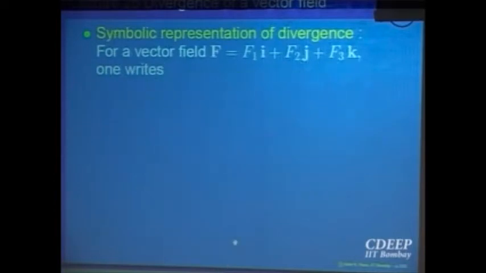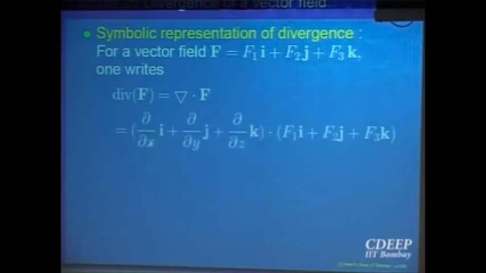Symbolically, like we represented divergence of a vector field in terms of the operator del by del x and so on, so similarly we can represent symbolically the divergence of a vector field as follows. So it is represented as del dot F, where del is the operator that we have already defined, partial derivative with respect to x, i, plus partial derivative with respect to y, j, plus partial derivative with respect to z, k. So we treat this as a vector.